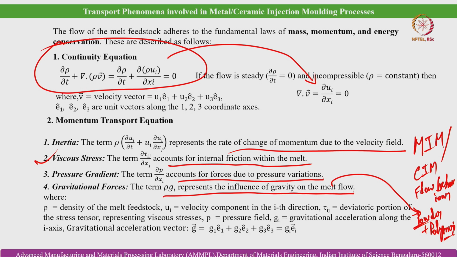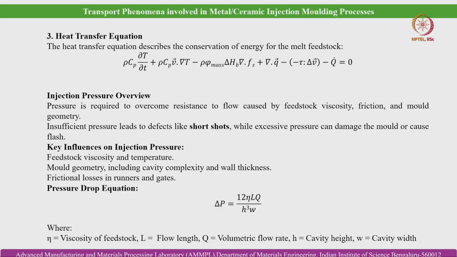So the gravitational acceleration vector g is equal to g1 e1 cap plus g2 e2 cap plus g3 e3 cap, which becomes equal to gi ei bar. Here the energy equations are not mentioned, because it would be a mere repetition. The idea is to give you an idea about the different conservation equations that need to be solved to investigate the transport phenomena involved in the MIM or CIM process.